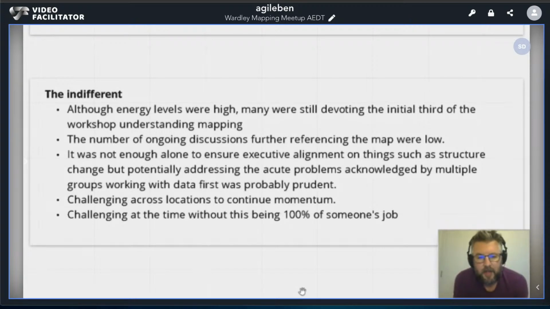And a lot of these challenges were because various of us were in different locations, so that was an extra bit of friction for continuing momentum. And at the time, this wasn't really 100% of someone's job, so that was also a challenge.